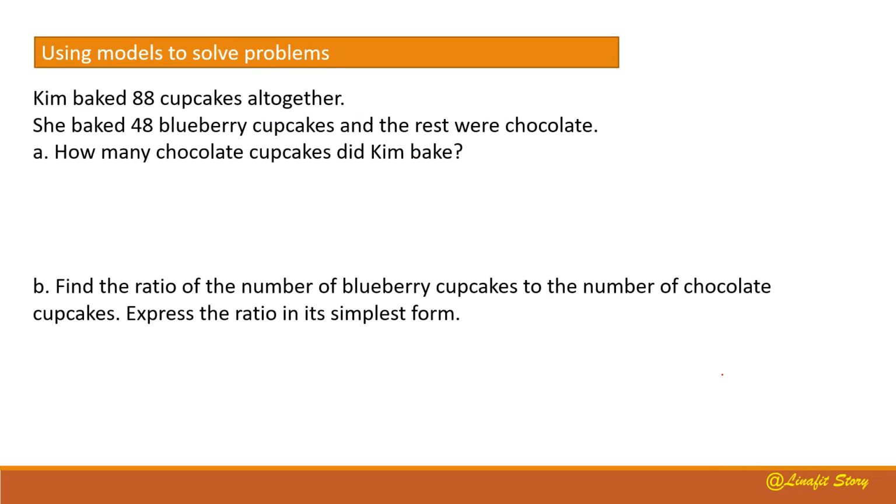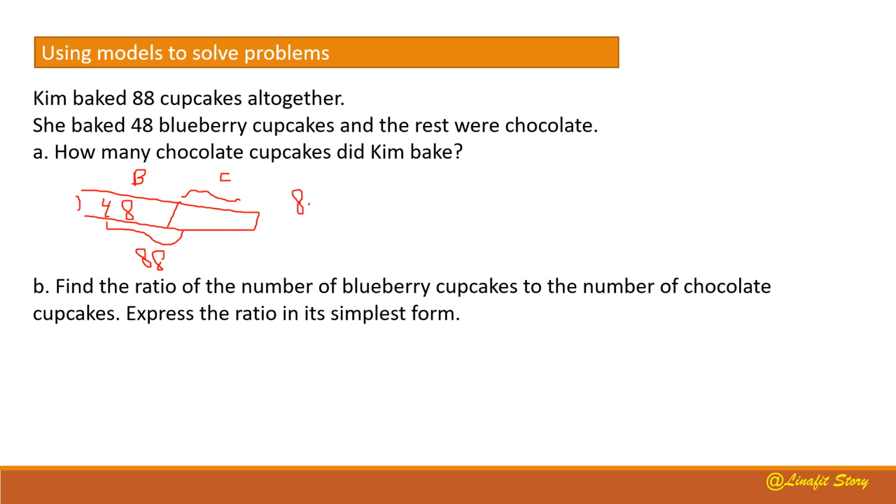Using models to solve problems. Kim baked 88 cupcakes altogether. She baked 48 blueberry cupcakes and the rest were chocolate. How many chocolate cupcakes did Kim bake? So over here you may draw the model. The total equals 88 cupcakes, and 48 of them were blueberry cupcakes. And the question is, how many chocolate cupcakes did Kim bake?